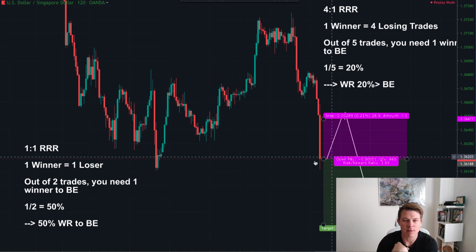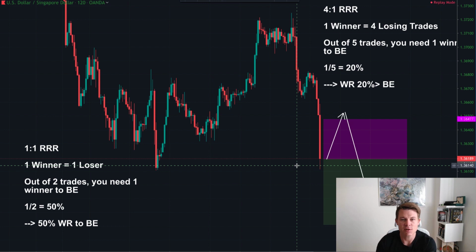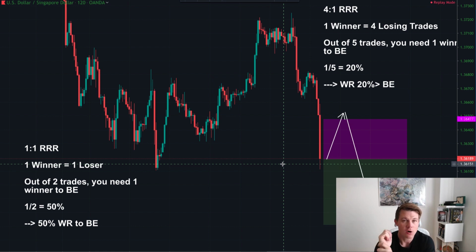I'm sure many of you can relate to that. You say, oh, my trade idea was good, but then the market turned around, took my stop, and then went to my target. This is what happens when you move a stop loss to break even too soon, too close. This is why I'm not a big fan of break-even stops.